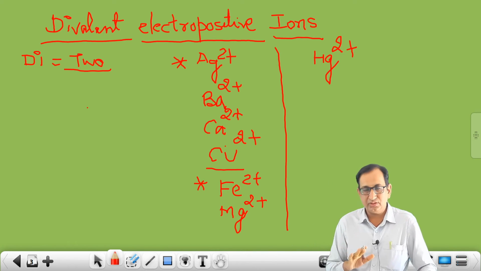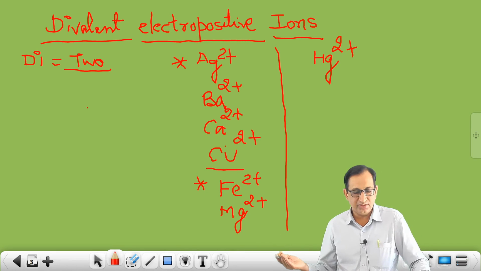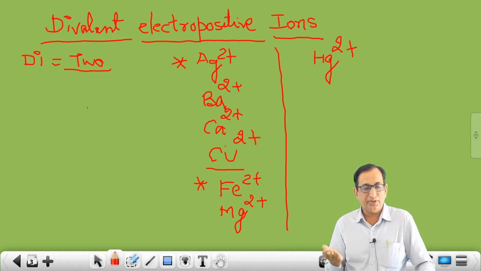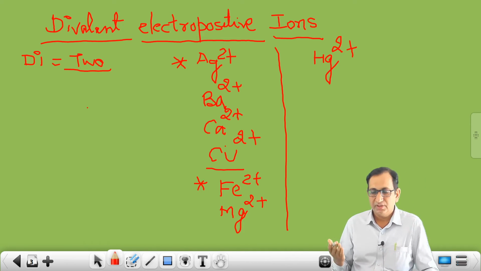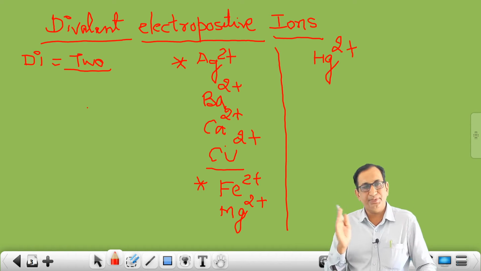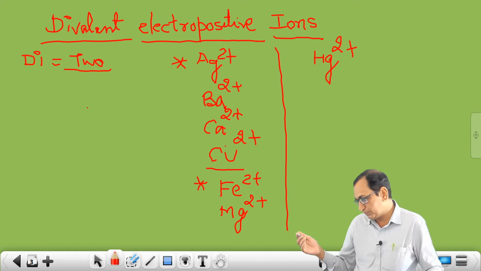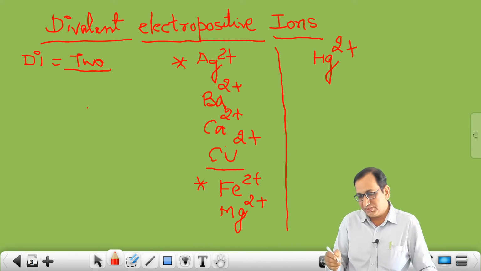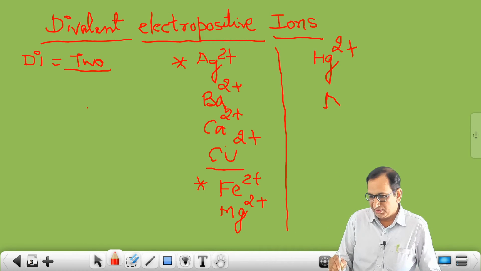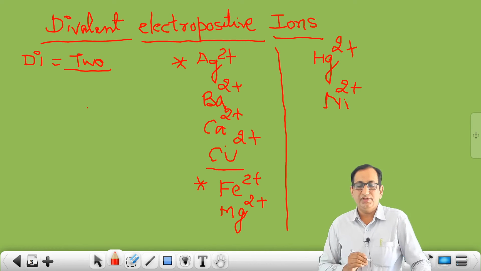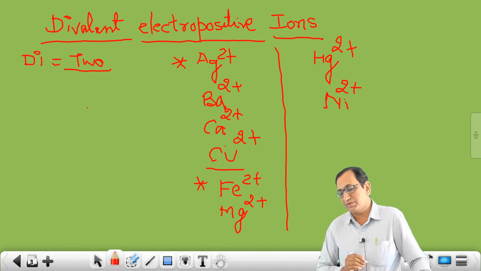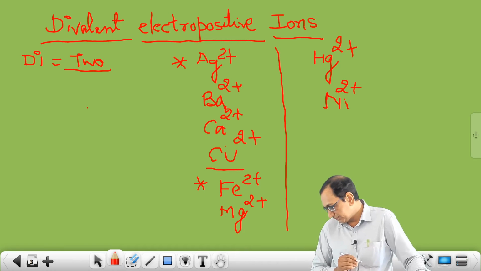In iron we have variations in the valency, and copper that we have discussed, Cu plus and Cu2 plus, and mercury also, Hg plus and Hg2 plus. After that, students, nickel is there. The symbol for nickel is Ni, and nickel has also got 2 positive ions. So the valency for nickel is also plus 2.